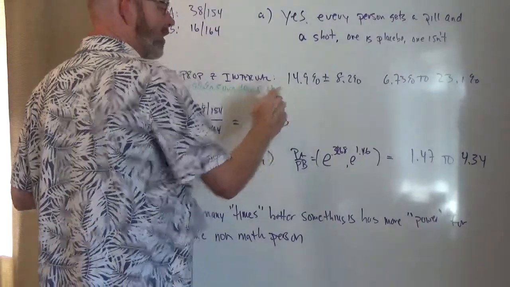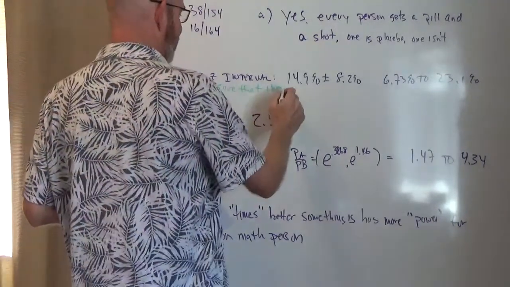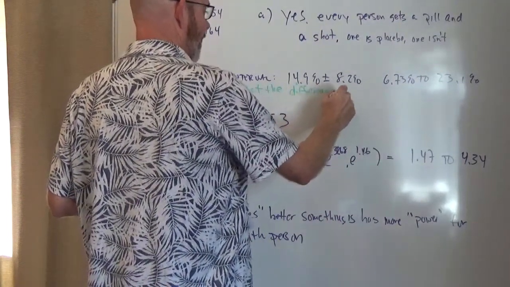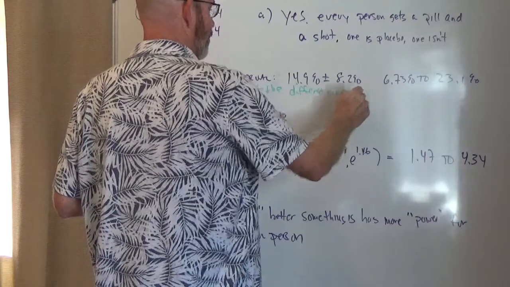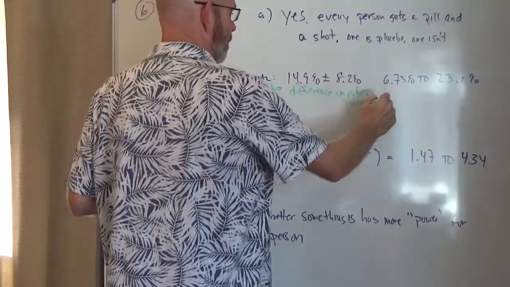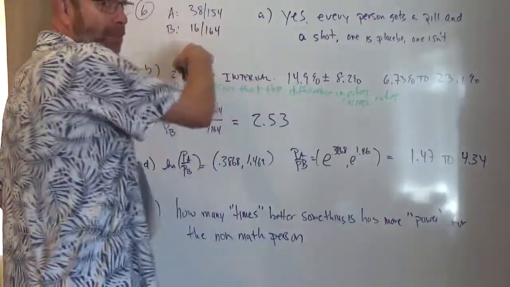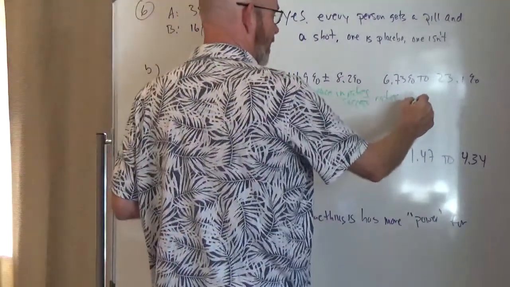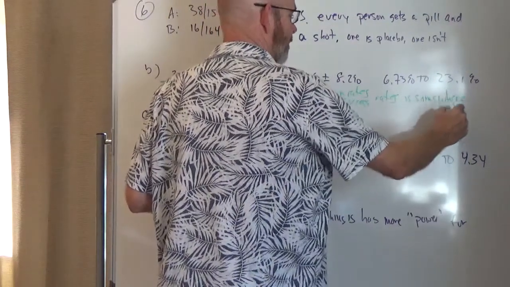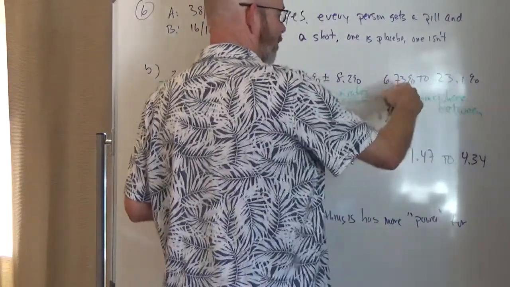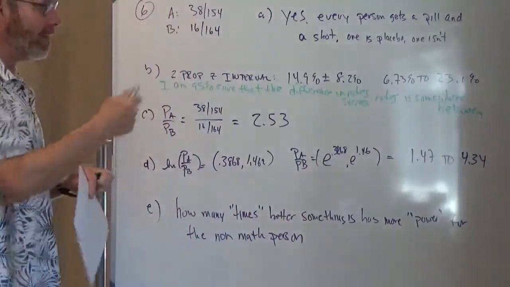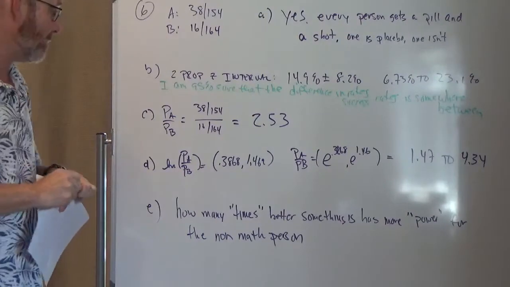that, I'm going to shorthand this a little bit since I forgot to write it, that the difference in success rates between A and B is somewhere between 6.7 and 23.1. You can see this one definitely looks better, but that's the difference in the rates.